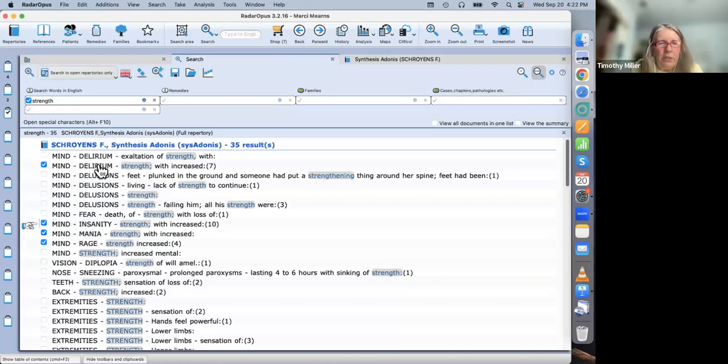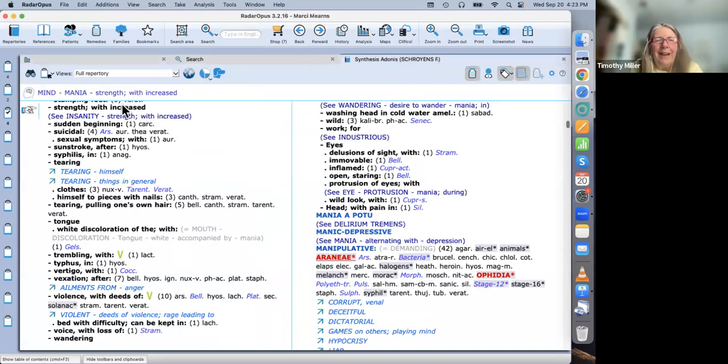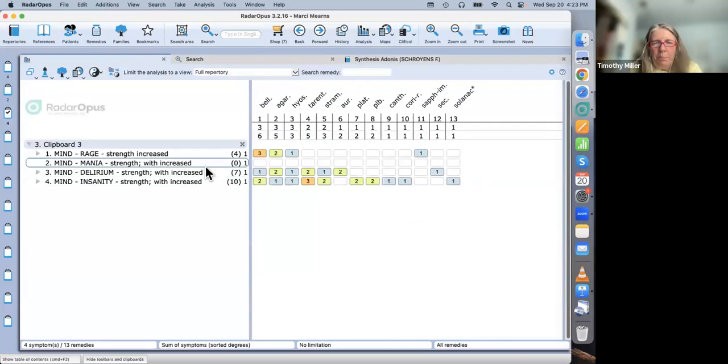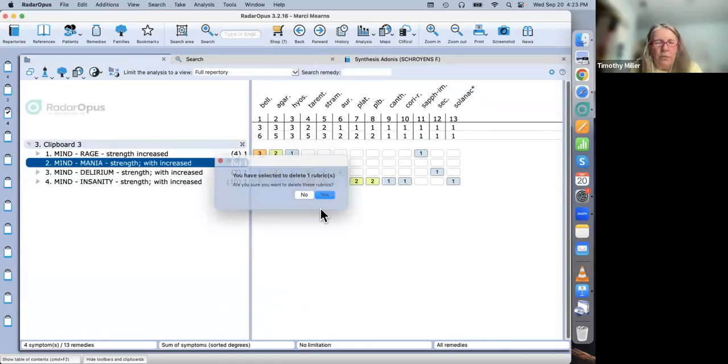I can actually from here just drag the whole bunch over to that clipboard in one go. Yeah. And that should take care of that strength. Let's look at that clipboard now. Even out of some of these, now this rubric says 0. There are no remedies. Let's go have a look and see what's going on. There they are cross-referencing, referring me to insanity with increased strength. Okay. So this rubric is an empty rubric, as we say. I'm going to go ahead and get rid of it just for kicks.